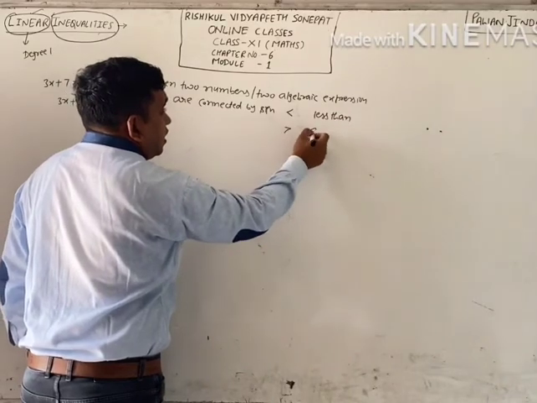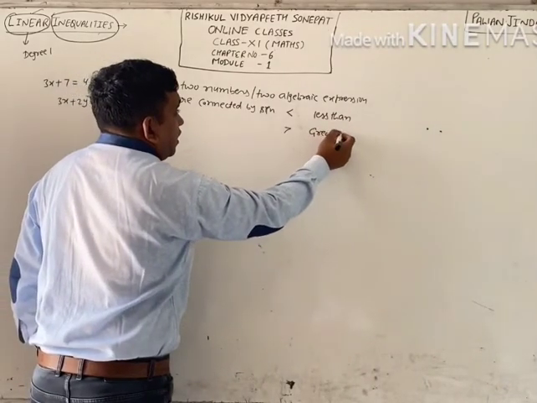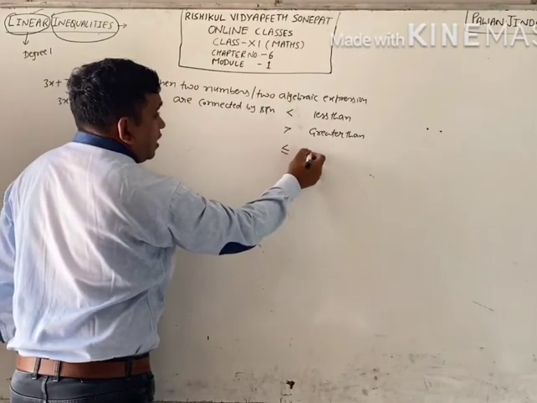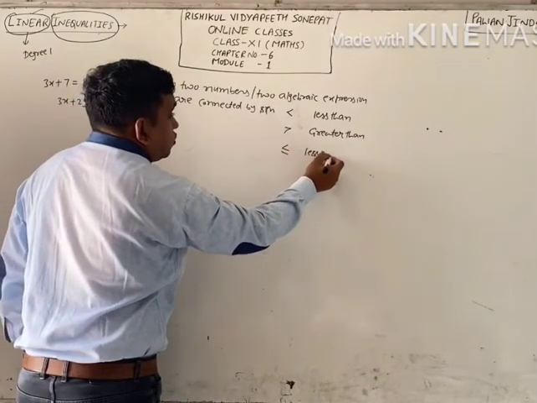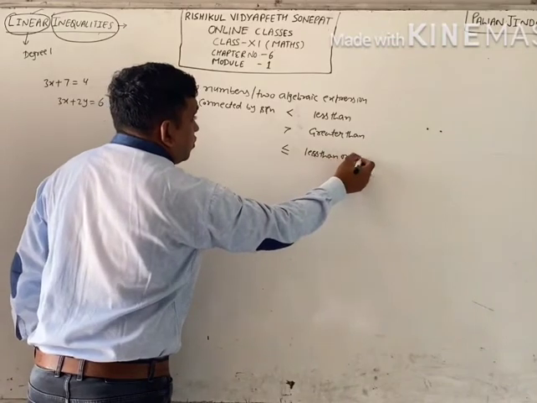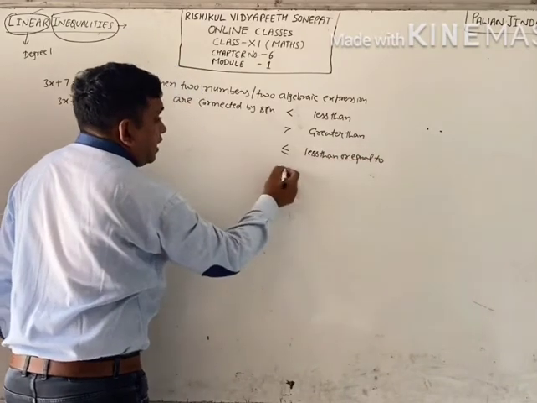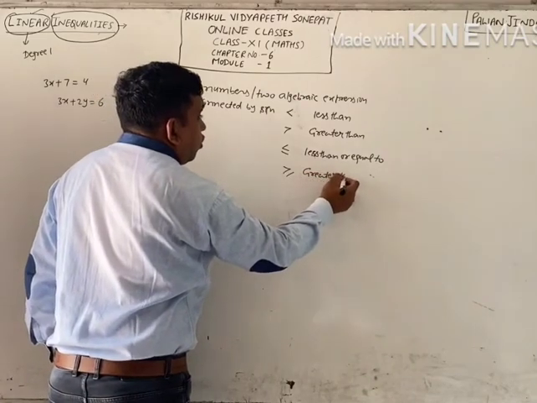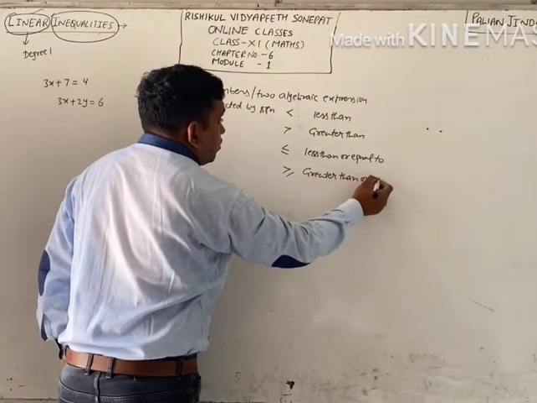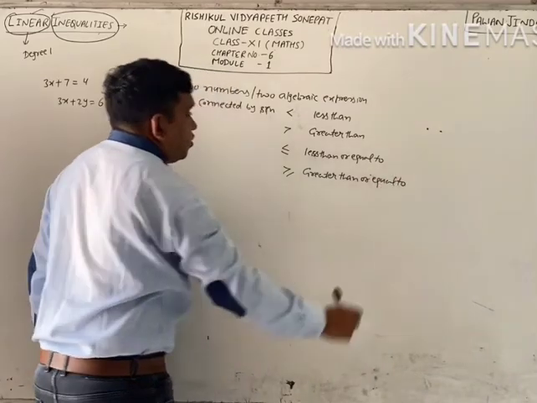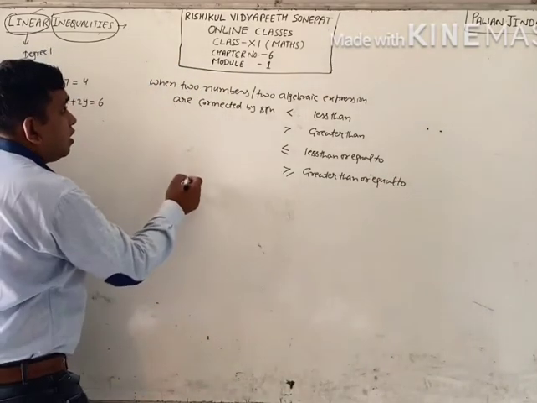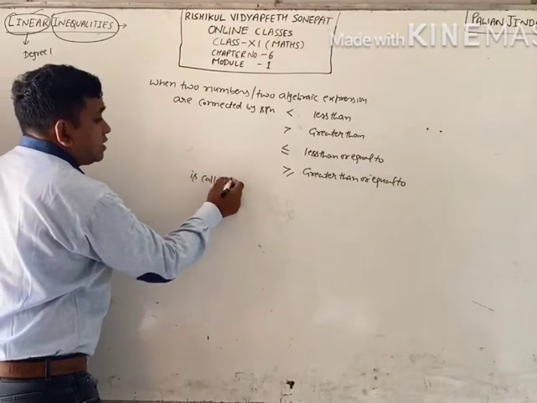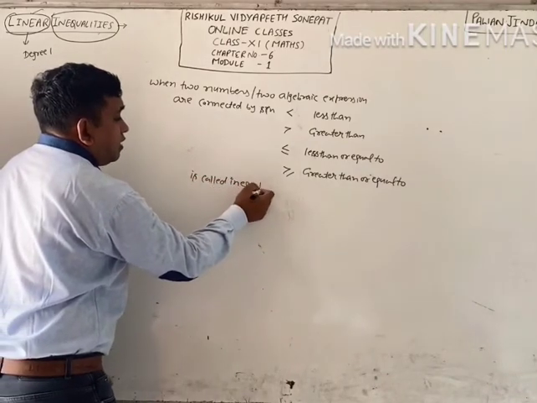This is your greater than, less than or equal to, and the last one is greater than or equal to. This is called inequality.